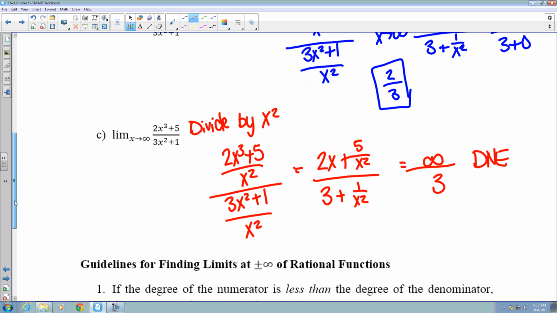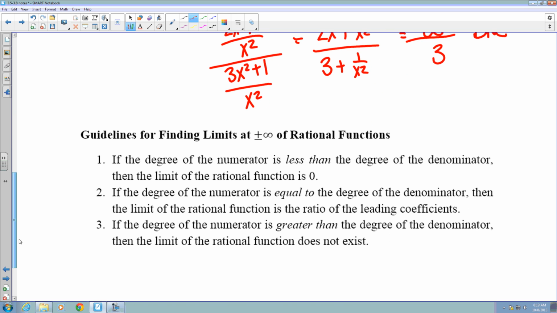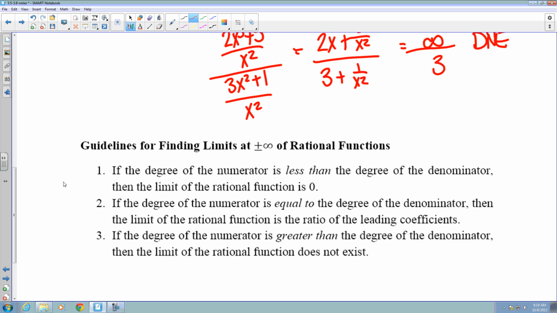So this rule will pretty much explain what just happened. This is the same as the guidelines for finding horizontal asymptotes. If the degree on top is less than the degree at the bottom, the limit is 0. If the degrees are equal, then we find the leading coefficients and divide them as a ratio, and that's our horizontal asymptote or limit at infinity. And if the degree on top is bigger, then the limit does not exist.